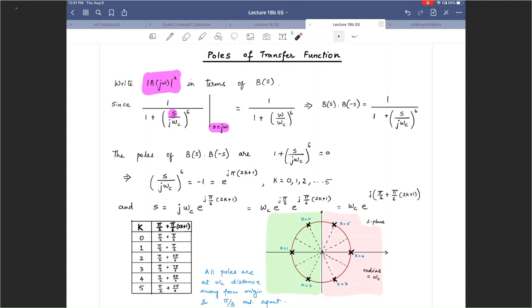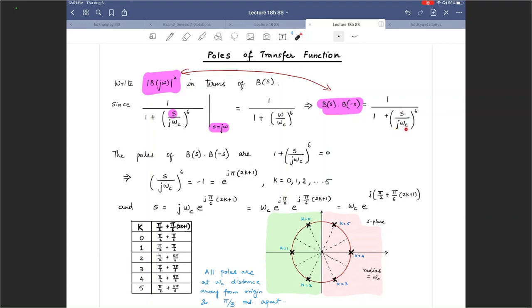When I do that, I get 1 divided by 1 plus omega divided by omega sub c raised to 6, which implies I wrote the magnitude squared of B of j omega as B of s multiplied by B of minus s. That is the same as this. That's how I started this derivation. So they should be equal. This should be equal to this in terms of s.